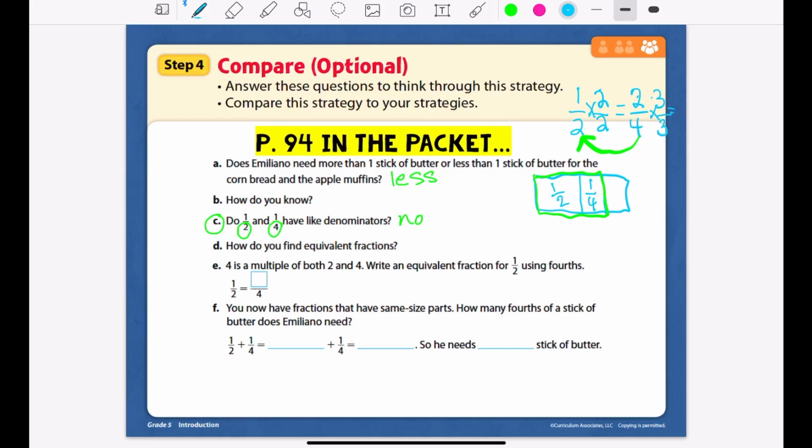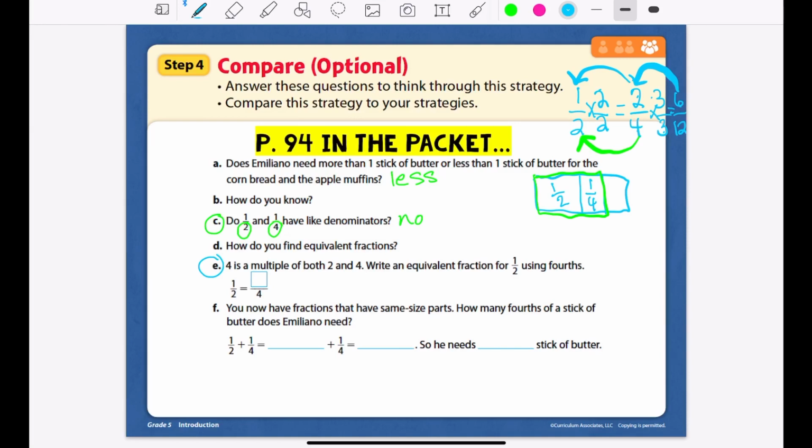2 times 3 is 6. 4 times 3 is 12. 6/12 is also an equivalent fraction to 2/4, which is also an equivalent fraction to 1/2. So it's as easy as that to find an equivalent fraction. So if we're moving on, 4 is a multiple of both 2 and 4.